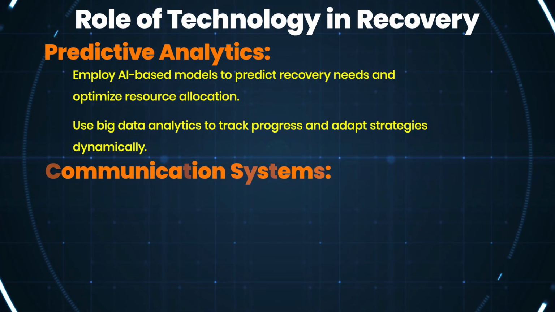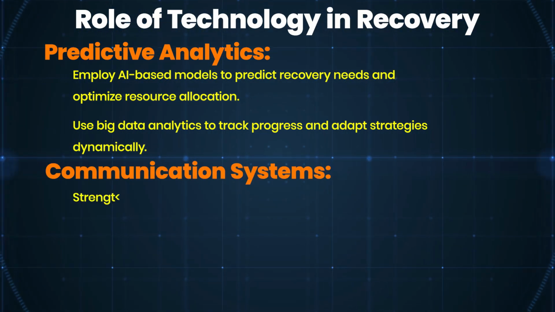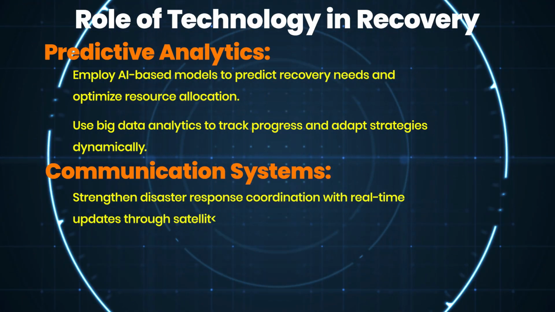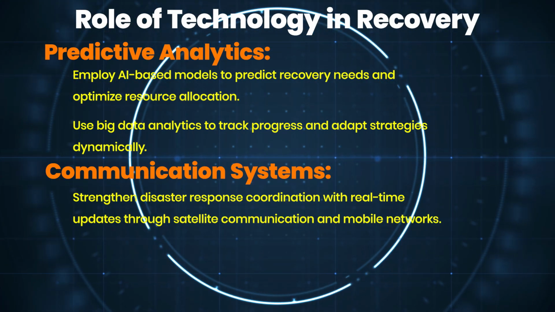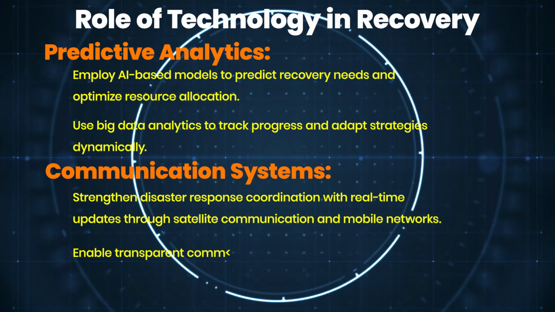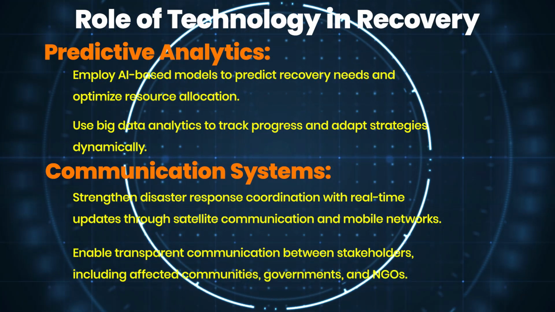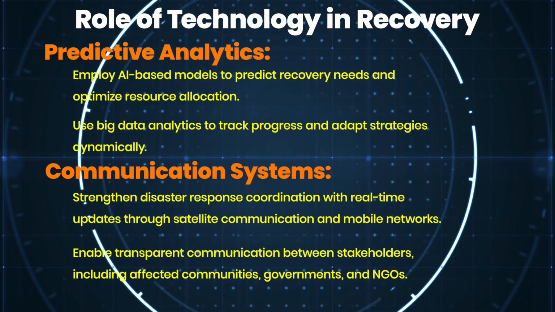And the third is the communication system. It strengthens disaster response coordination with real time updates through satellite communication and mobile networks. Number 2, it enables transparent communication between stakeholders including affected communities, governments and NGOs. Next point is challenges in reconstruction and rehabilitation.